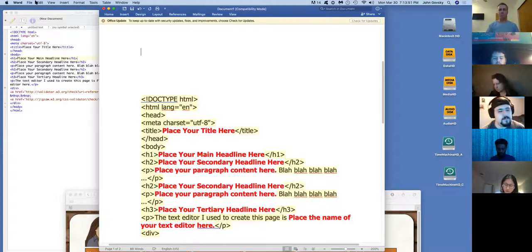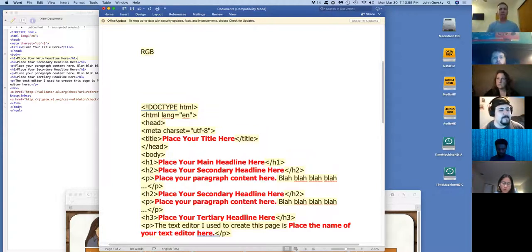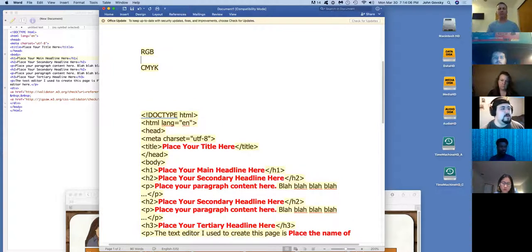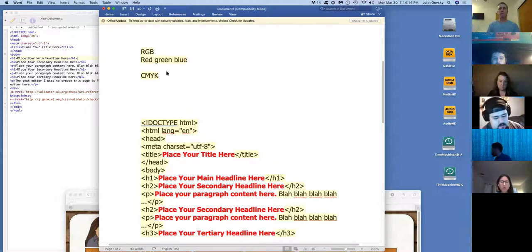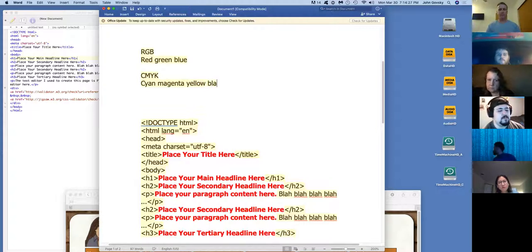there are a couple of models of color based on what we call primary colors. There's RGB and there's CMYK. RGB is the model that we use for the web, where red, green, and blue are our primary colors. And CMYK is cyan, magenta, yellow, and black. The K for black, I guess, because they didn't want to be confused with blue.